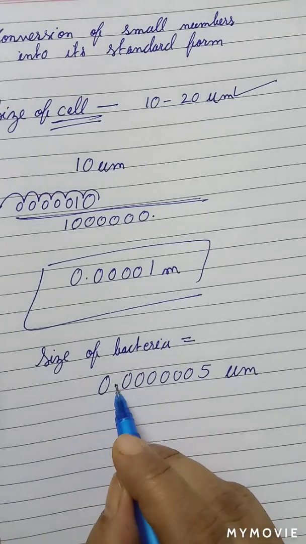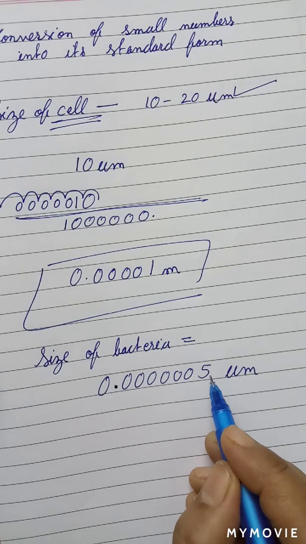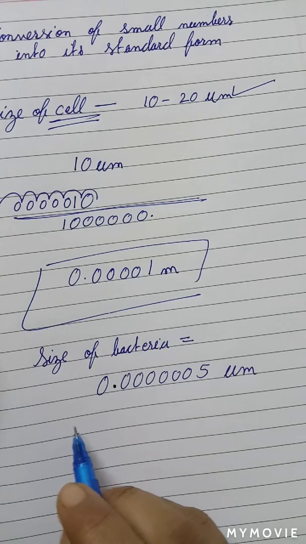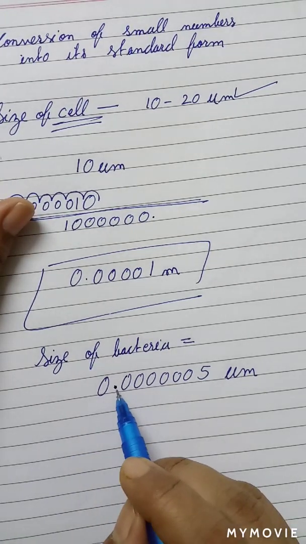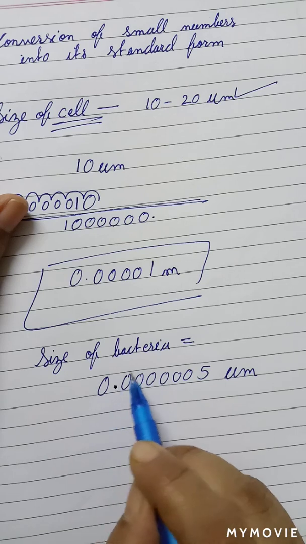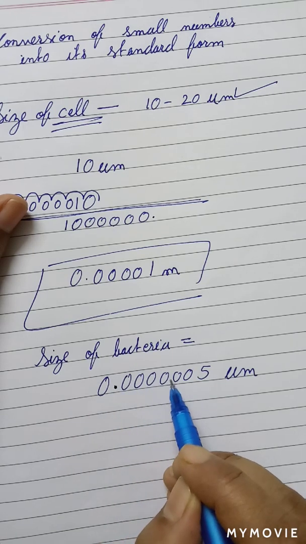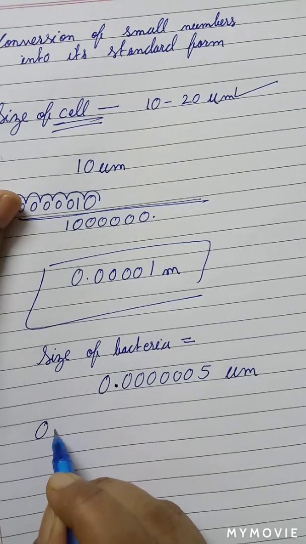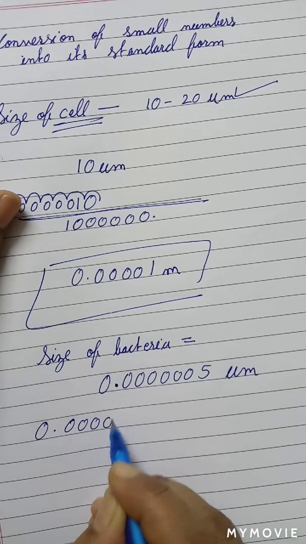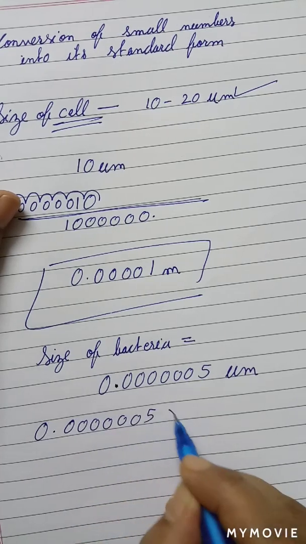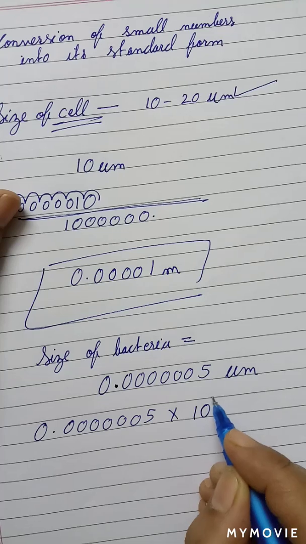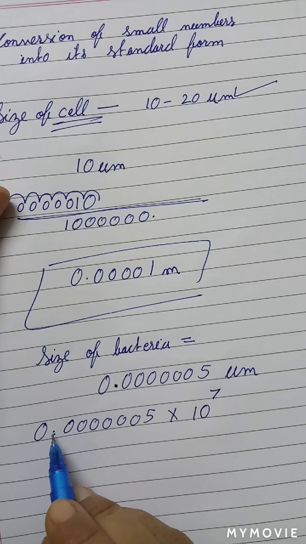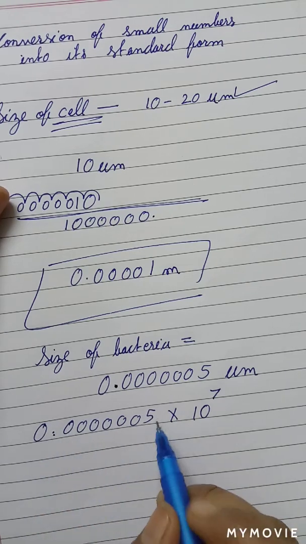So in order to bring this decimal place from here to here, what are we going to do? We will have to multiply. This time we will multiply. Last time we divided, it was a big number. So we will have to multiply it by 1 place, 2 place, 3 place, 4 place, 5 place, 6 place, 7 place. So we will have to multiply this number by 10 to the power 7. If we do that, this decimal place will come from here to here.